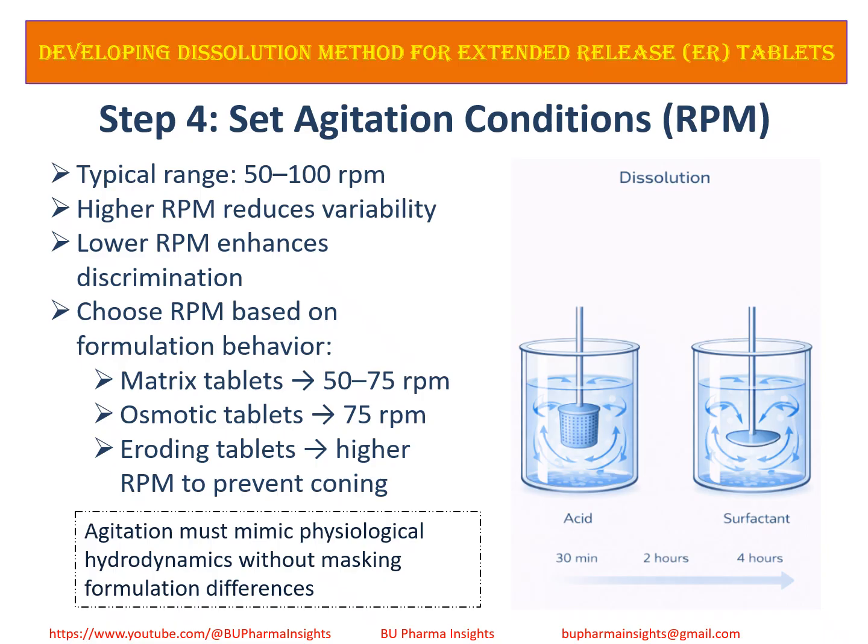Key trade-offs to remember: higher RPM reduces variability and hydrodynamic artifacts. Lower RPM improves discrimination between formulations. Choose RPM based on formulation behavior, like matrix tablet 50 to 75 RPM, osmotic tablet around 75 RPM, eroding tablets higher RPM to prevent coning.